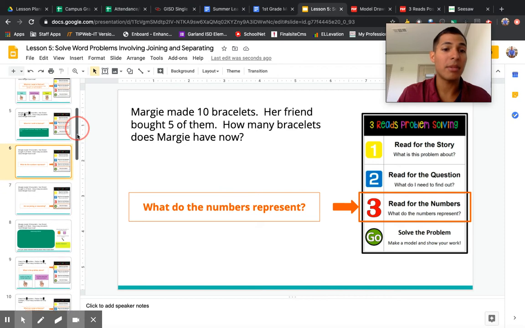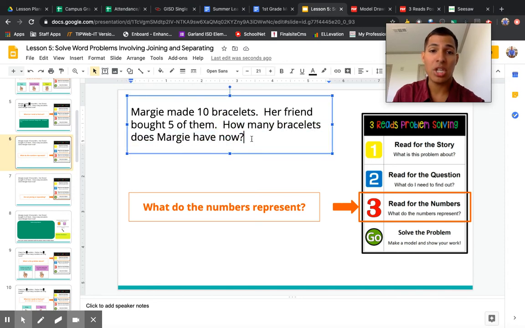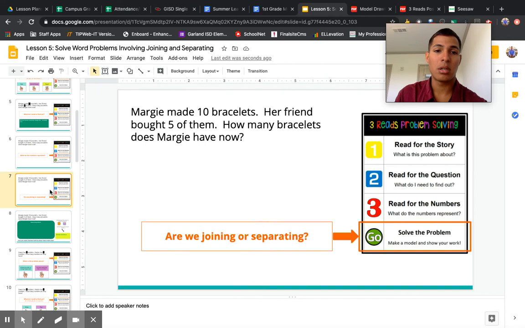Now we got some numbers in there. Okay, what do the numbers represent? Margie made 10 bracelets. Her friend bought 5 of them. How many bracelets does Margie have now? Okay, I'm trying to find our result, how many she has now. There is a change, right? There is going to be a change because her friend bought 5 of them. So there will be a change from this number. Are we joining or separating? Do we think we're joining or separating?